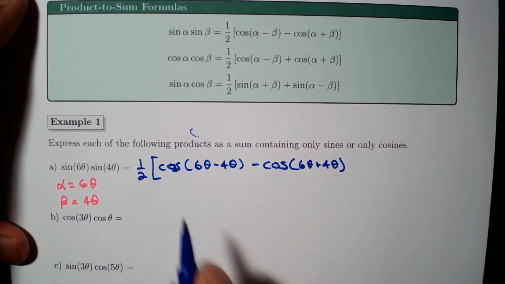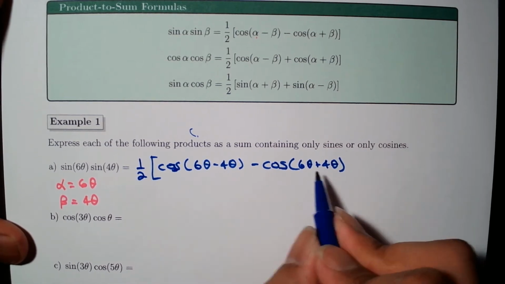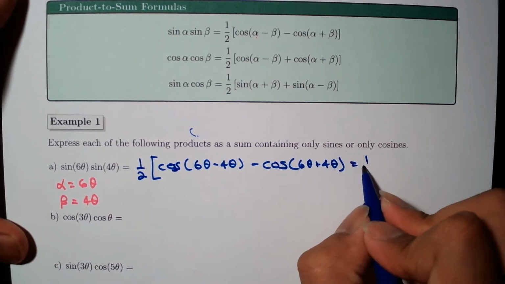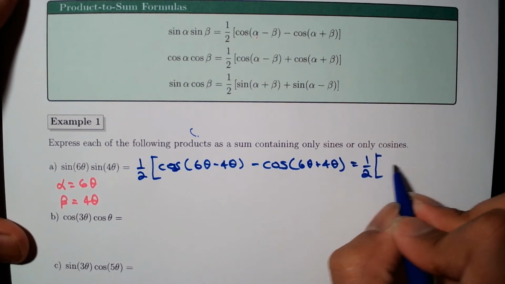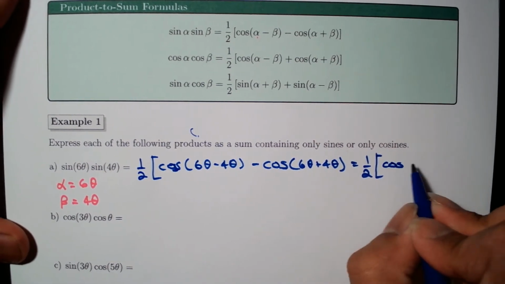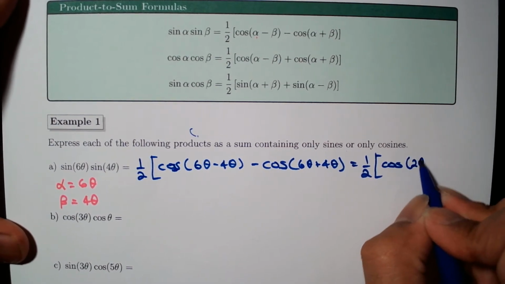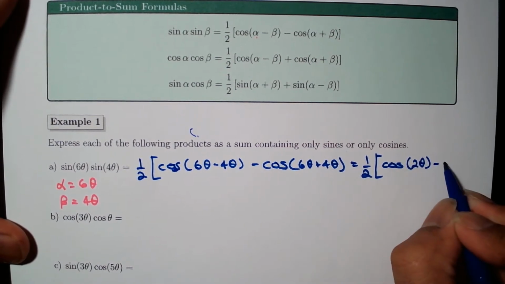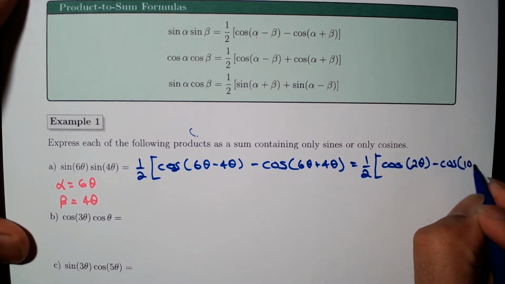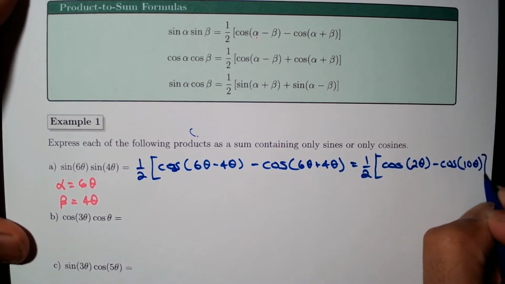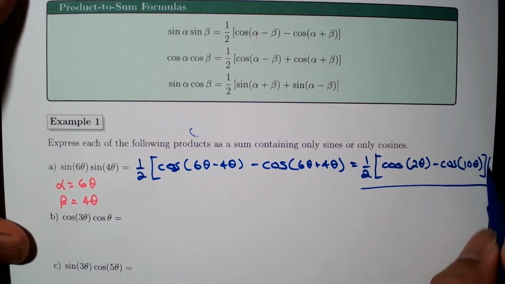And then from here, all we do is just subtract 4 from 6 and add 6 plus 4. So that's going to be 1/2 of cosine of 2 theta minus cosine of 10 theta. And that's all we do. As simple as that.